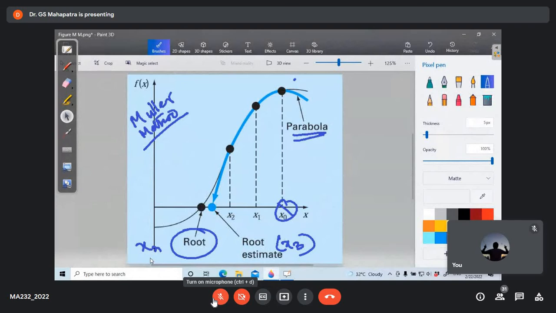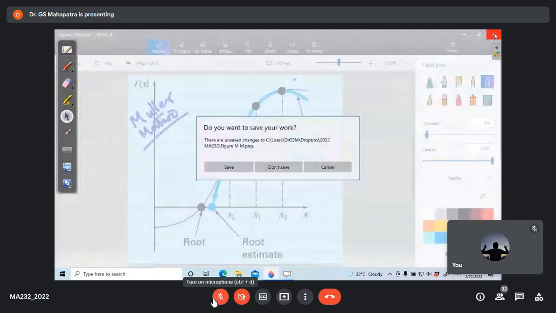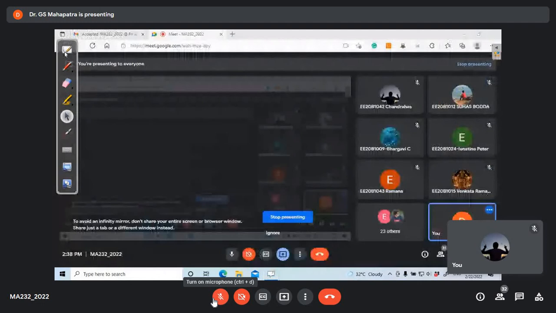Since I have already told you the order is 1.86, it will converge, but a little bit less compared to Newton-Raphson, which is 2. So this is the graphical concept. Now we have to find the mathematical form of this. So these are the discussion of the Muller method.